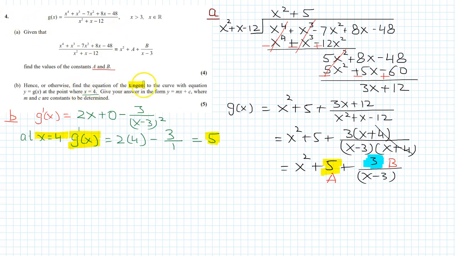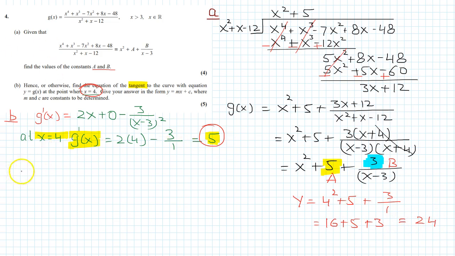Now we have to find the equation of tangent. We have, this is the value of x, x1, this is dy over dx. What is y? So we put x is equal to 4 here, so we get y is equal to 4 square plus 5 plus 3 over 1. So that is 16 plus 5 plus 3, that is 24. So y is 24.